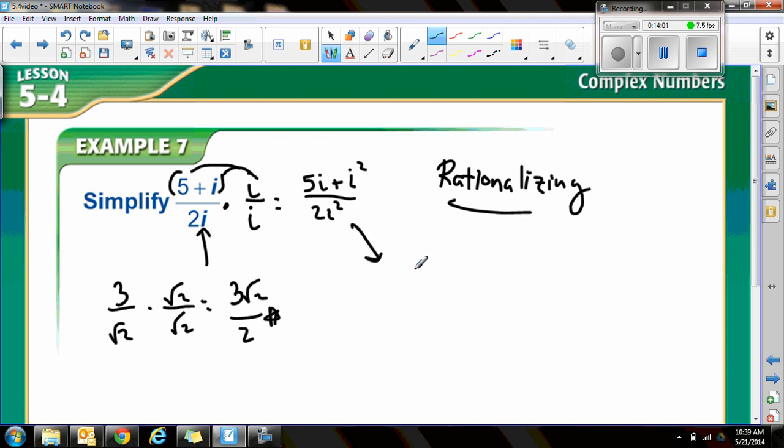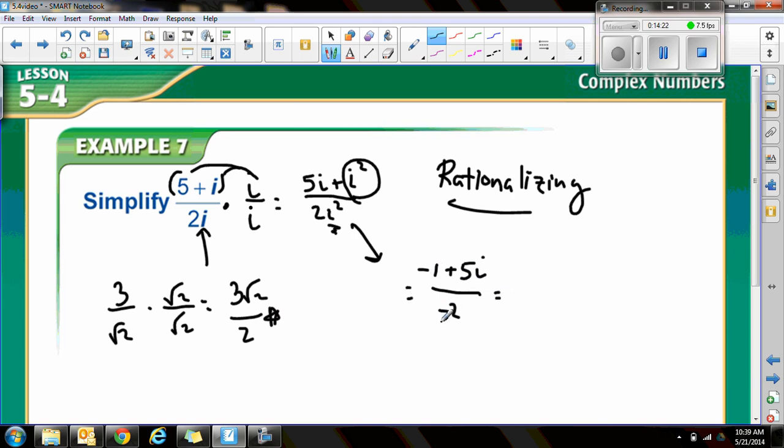Now, if I clean that up a little bit, keep in mind what this actually is. i squared is negative 1, and the real part always comes first. So I'm going to write this as negative 1 plus 5i over i squared, again, negative 1, so over negative 2. Other thing we don't want to do here is we don't want to leave a negative in the bottom.